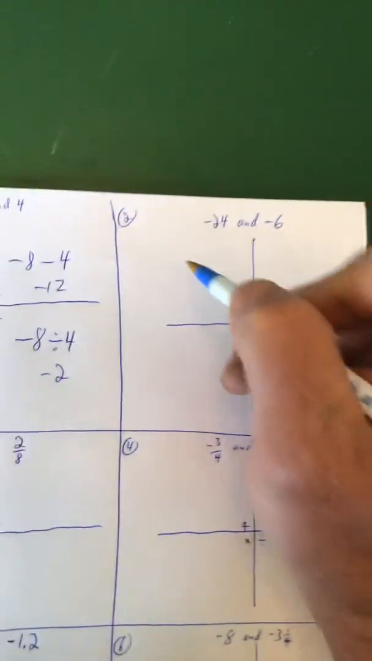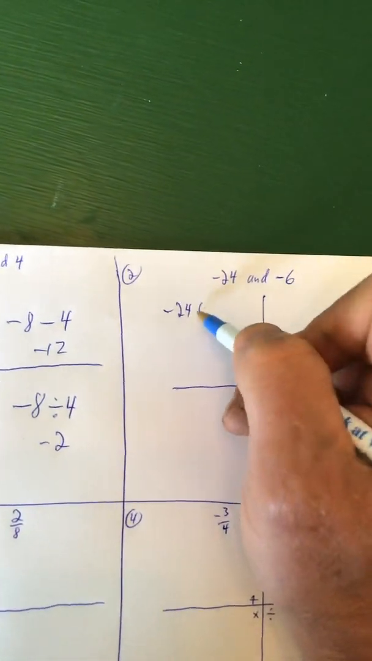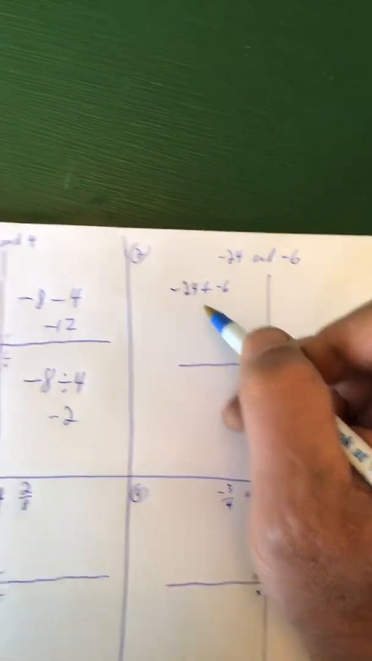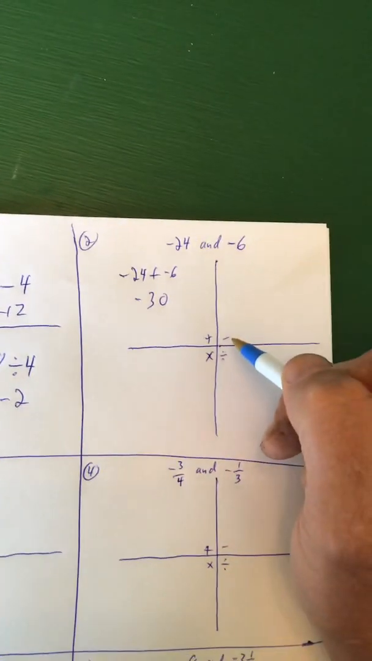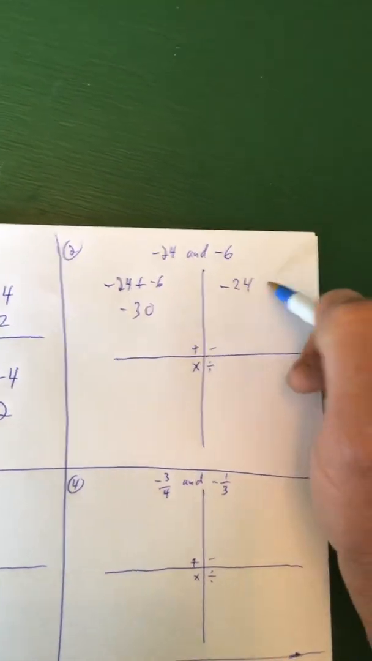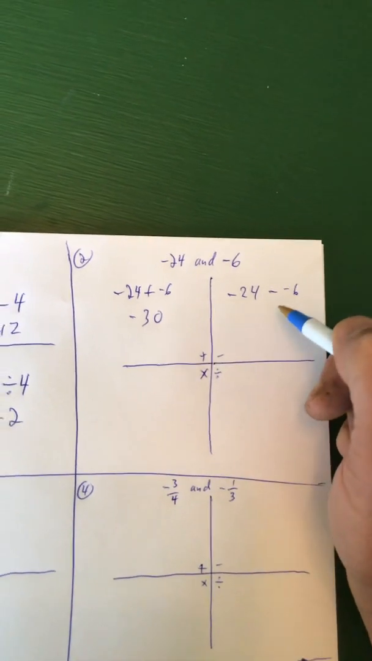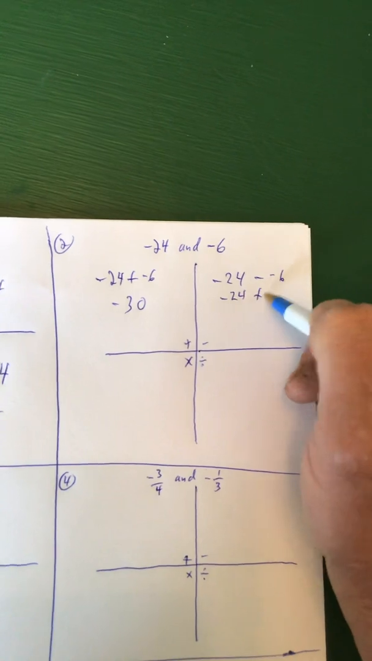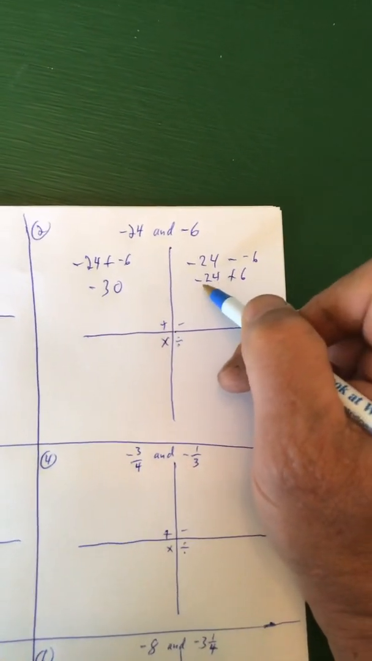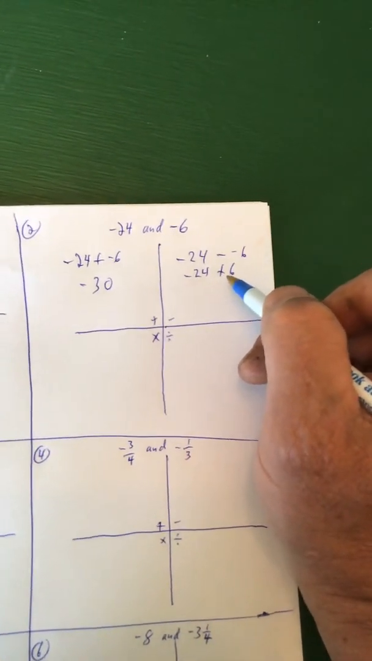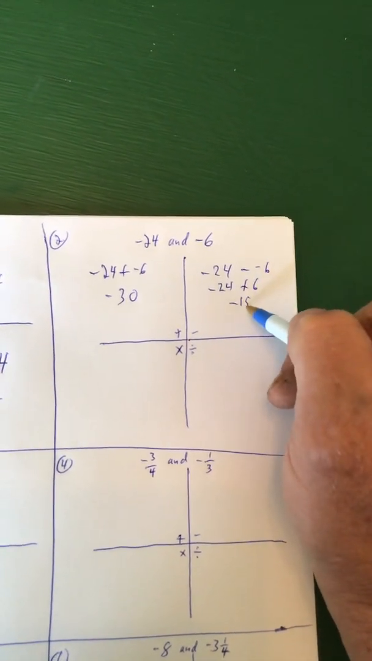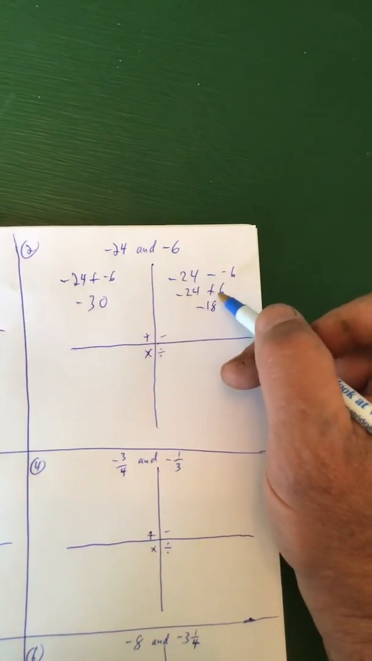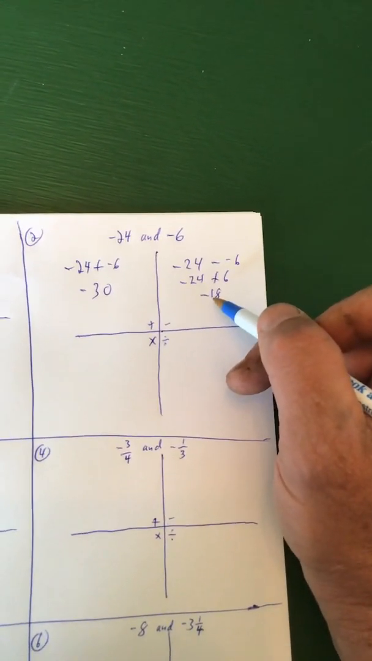Number 2. So -24 plus -6. If I go 24 to the left and 6 more to the left, I went 30 to the left. -24 minus -6. And this double negative becomes a big fat plus, so I'm going to rewrite that. That's -24 plus 6. So if I went 24 to the left, and then I went 6 to the right, I end up at -18. Or if it's -24 degrees and it goes up 6 degrees, it's going to be -18 degrees.